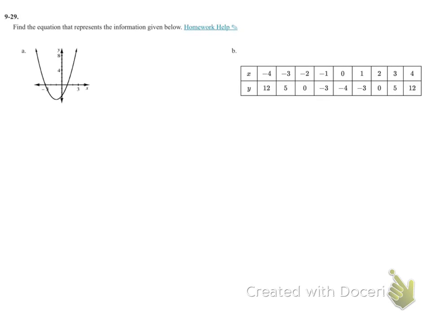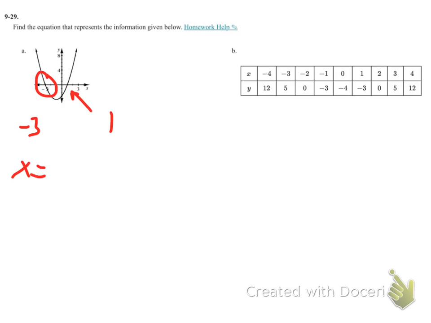Problem 29, we're taking a look at different representations of quadratics and trying to figure out their equation. So for problem A, I have an x-intercept right here at -3 and another x-intercept right here at +1.